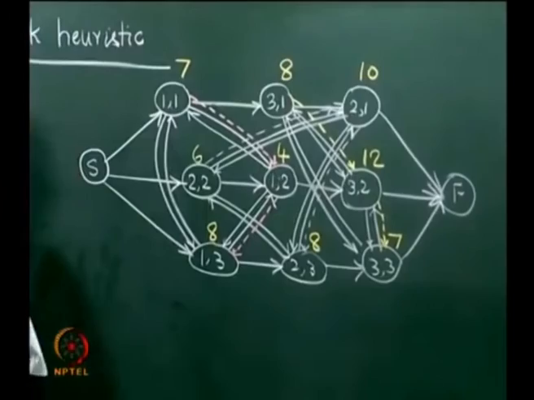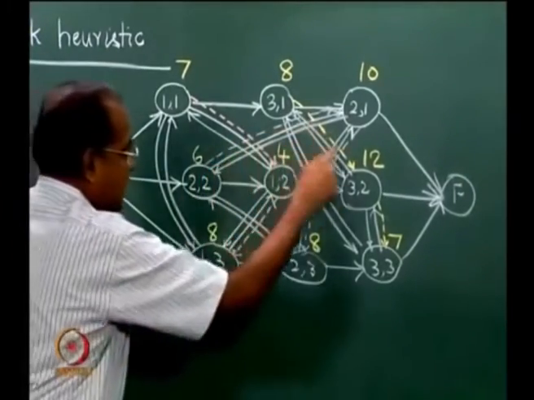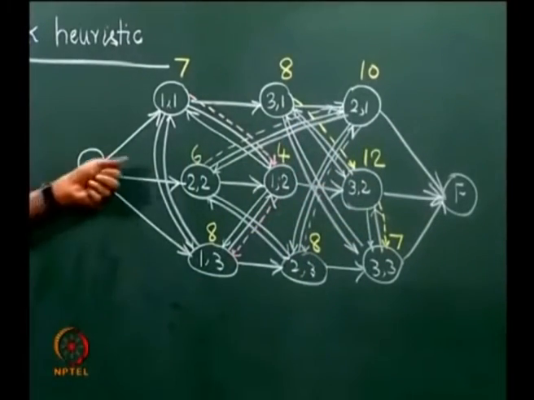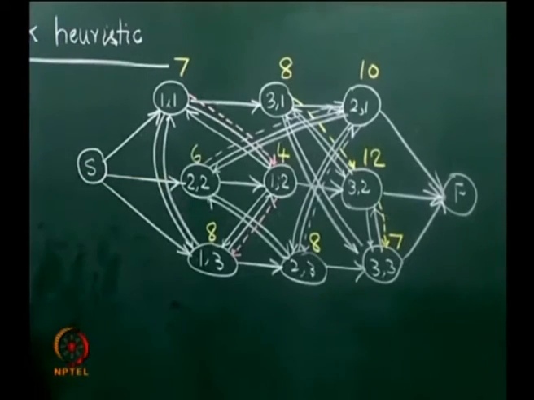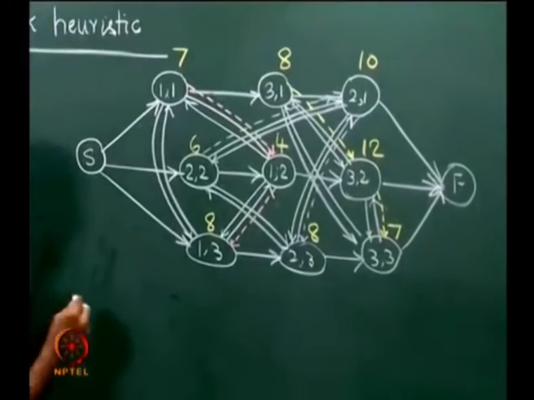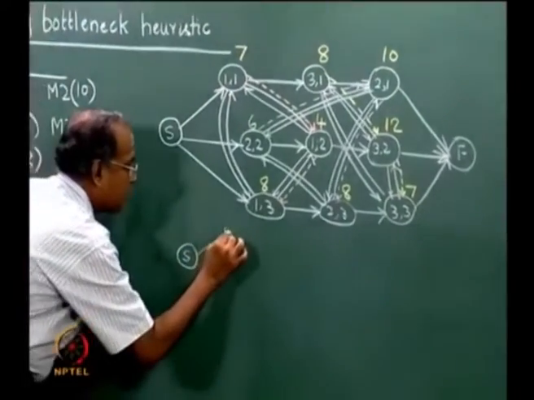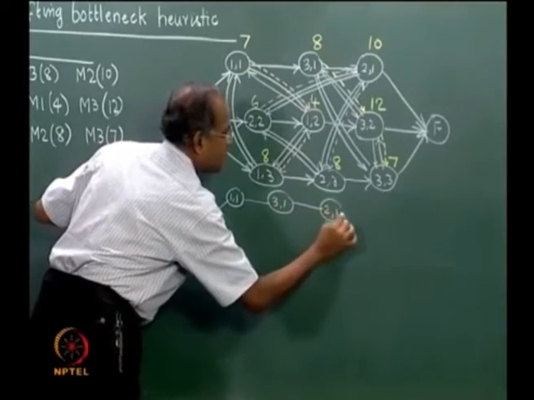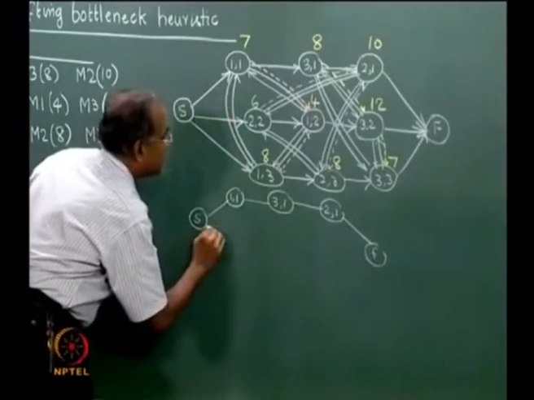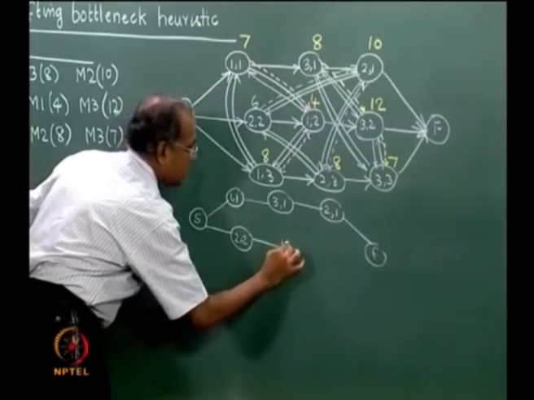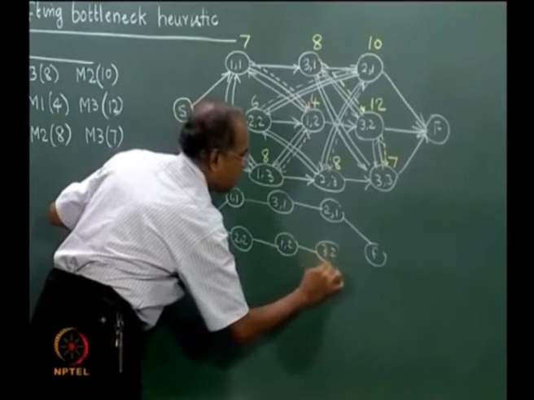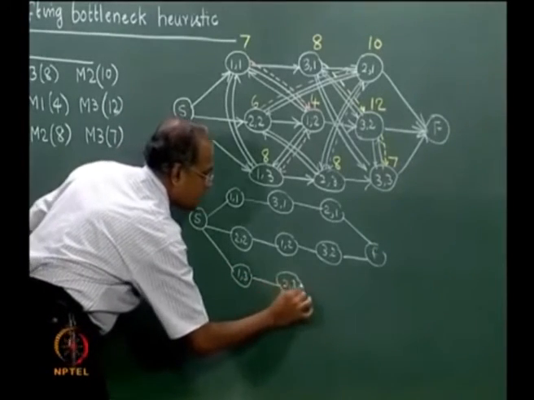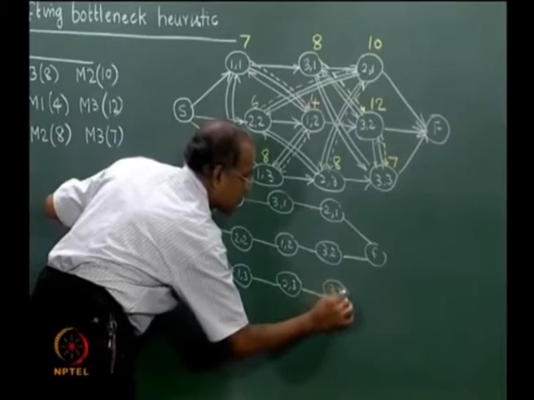to find out the longest path on this network considering only the colored arrows as well as these kind of arrows. So, to do that quickly, let us draw this network again with the relevant arcs and then try to find out the longest path. So, we have S, 1 1, 3 1, 2 1, F, 2 2, 1 2, 3 2, 1 3, 2 3, 3 3 and F.